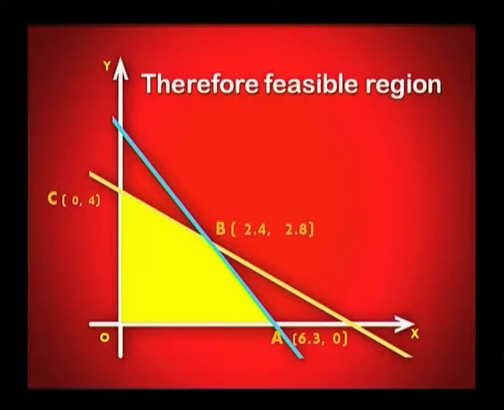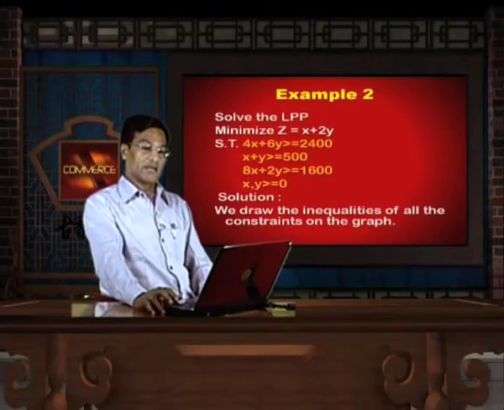The maximum value is at one point, and the values of X and Y and the maximum value of Z are given at this point. Now, we will discuss another example.